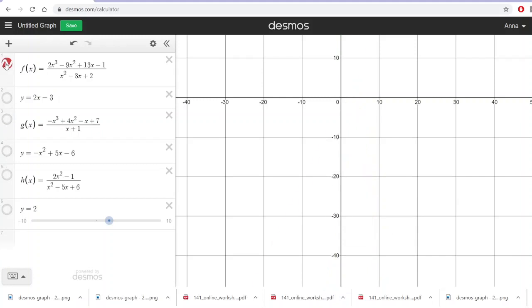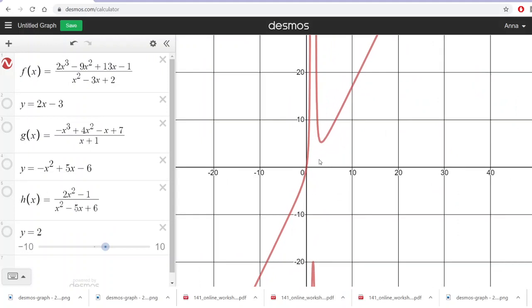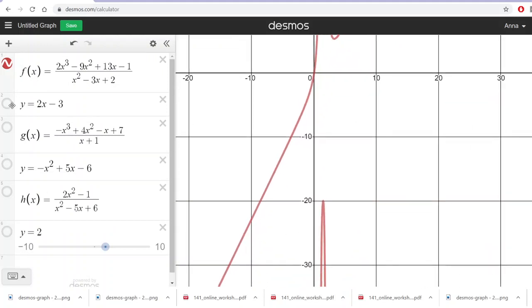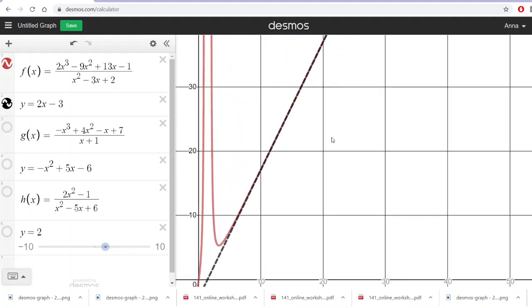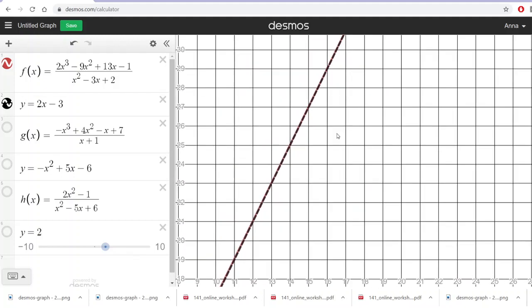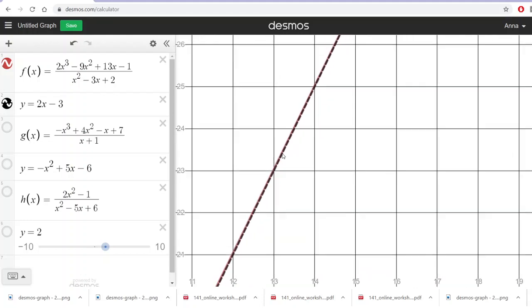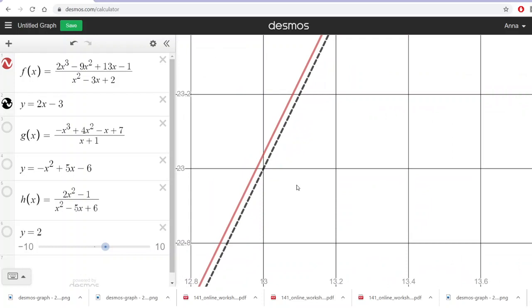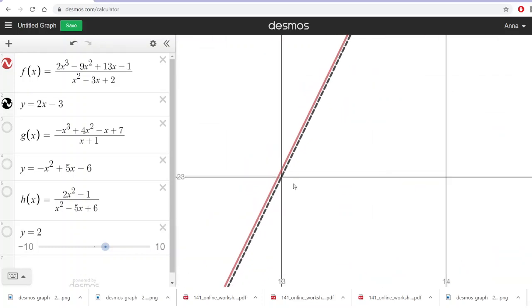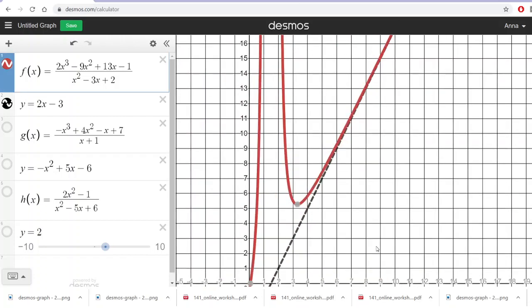So that is the second one. Let me pull up the first one. Here's our rational function that we saw earlier, and here I have graphed y is equal to 2x minus 3. If you plug in bigger and bigger values for x, it almost looks like it's overlapping, but if you zoom in far enough, you'll see it's not exactly overlapping. It's just getting closer and closer. The red graph is getting closer and closer to the line 2x minus 3.